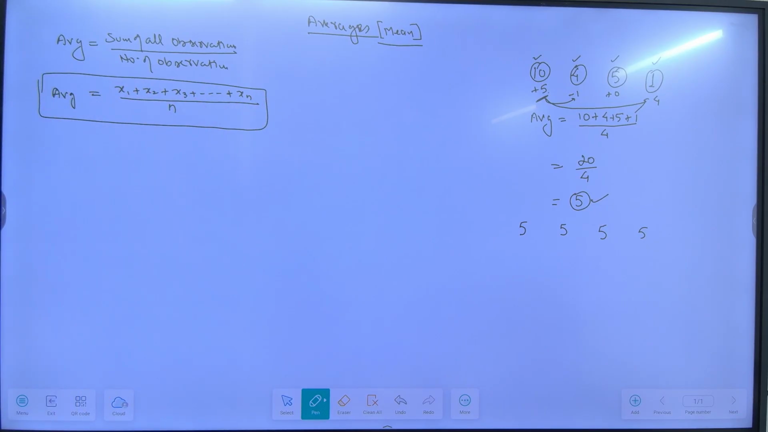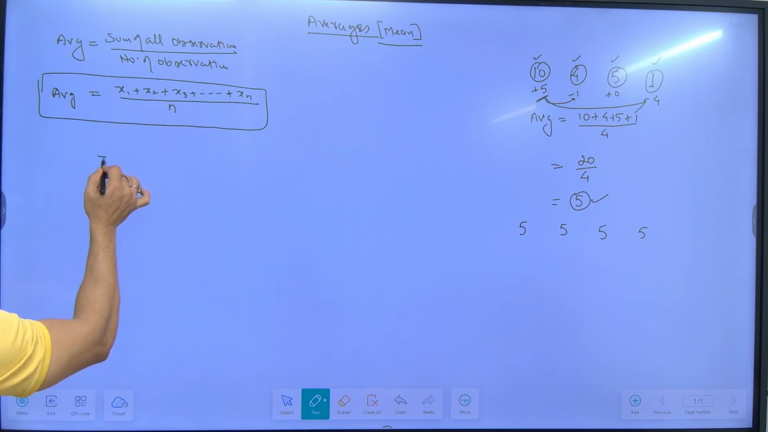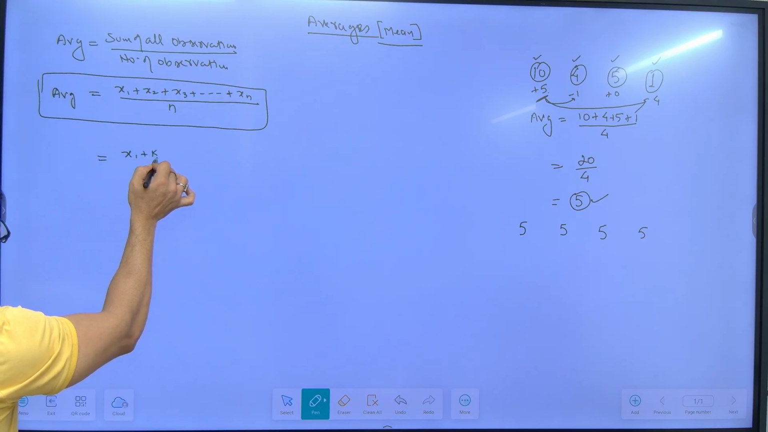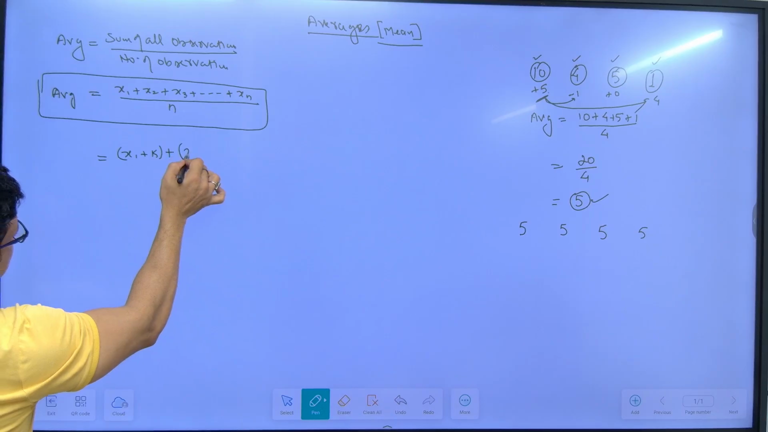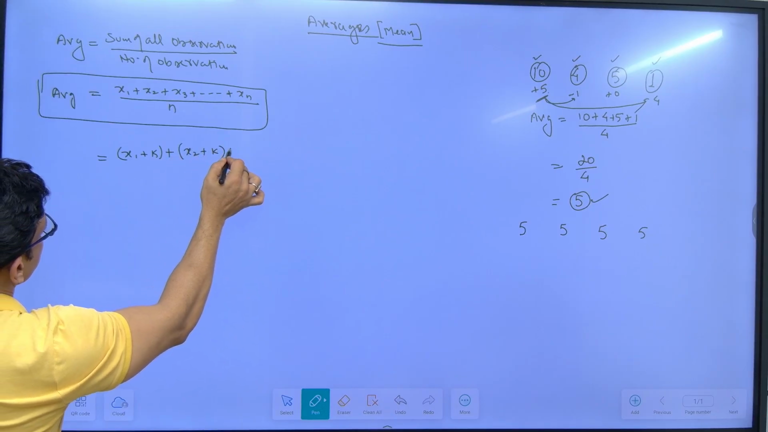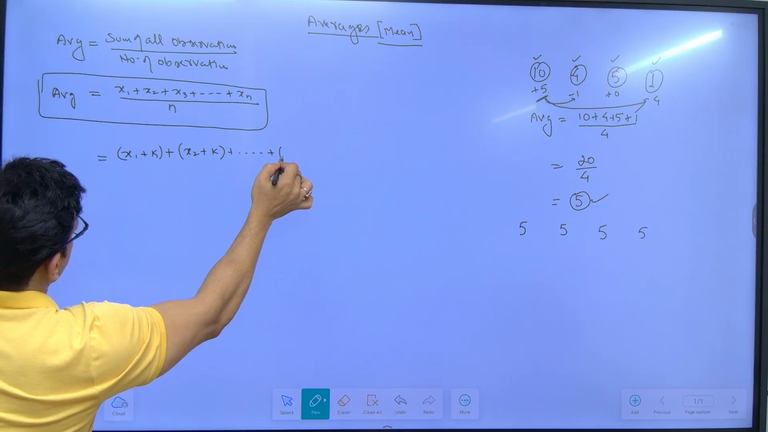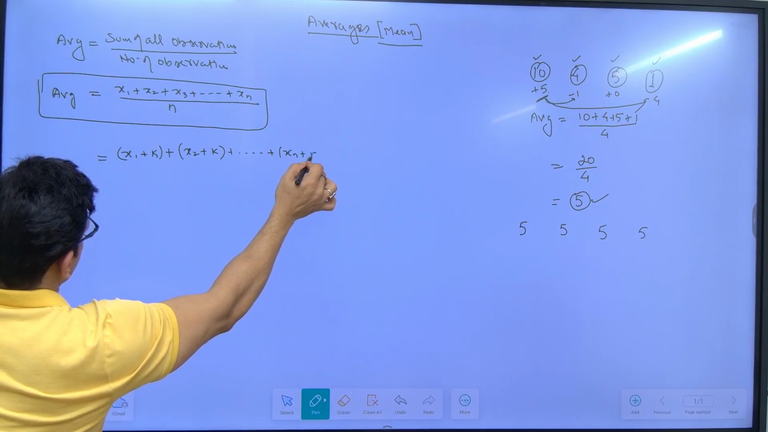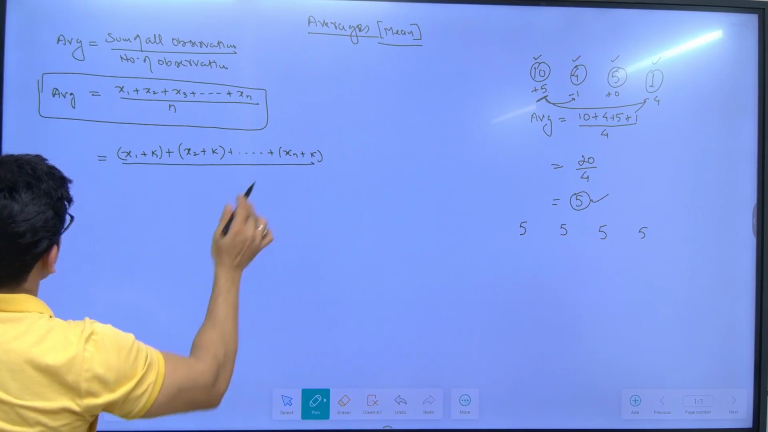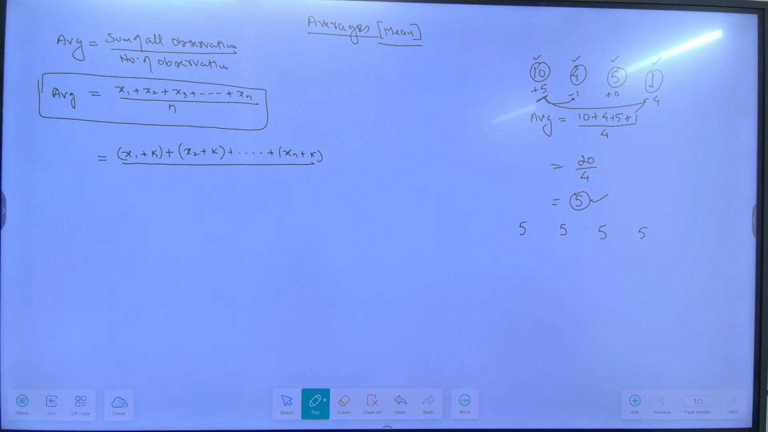Now, if you increase each term by some fixed quantity, means if you increase the first term by k and increase your second term also by k and your nth term also by k, are you changing the number of observations? Number of observations is same, right? What will happen to the average? The average will also get increased by k.